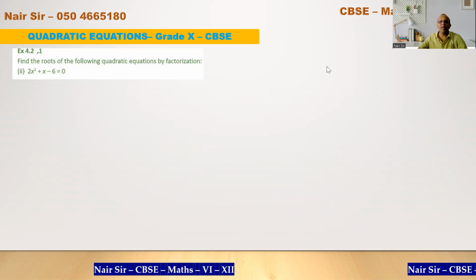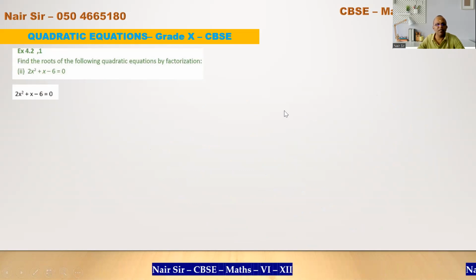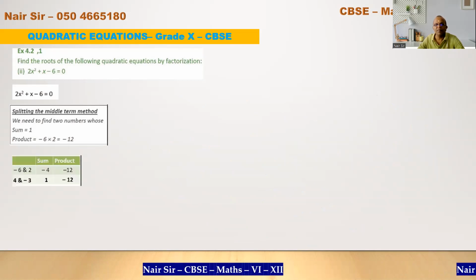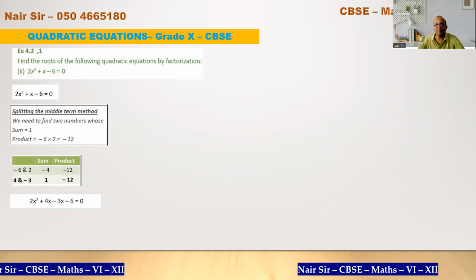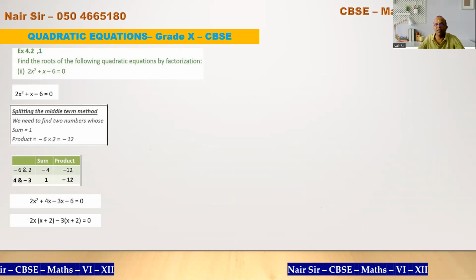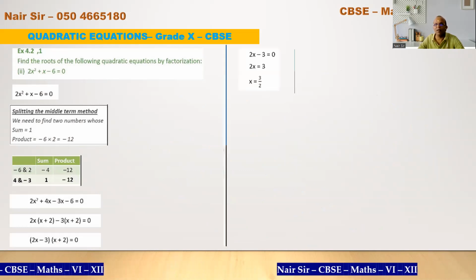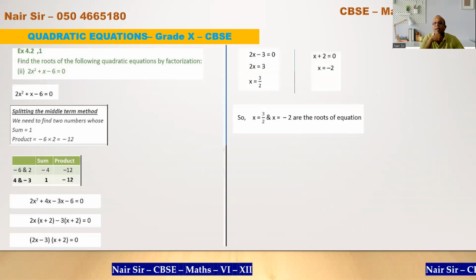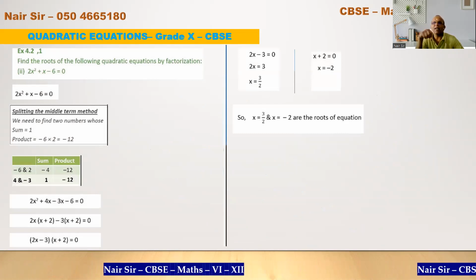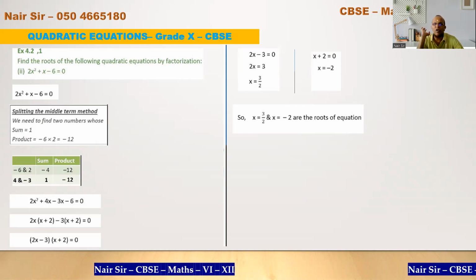Now let us see how to write it down. How do you write? 2x squared plus x minus 6. Splitting the middle term, I get the terms. I substitute those terms, take the common factors, solve one by one, and that's my answer. Hope you're liking it. Write it down later. I don't want you to write right now. Only watch the video for now.